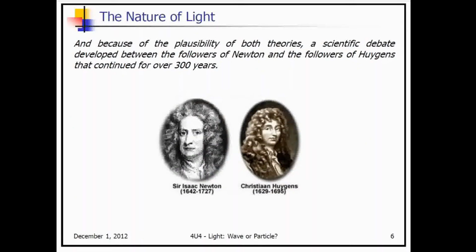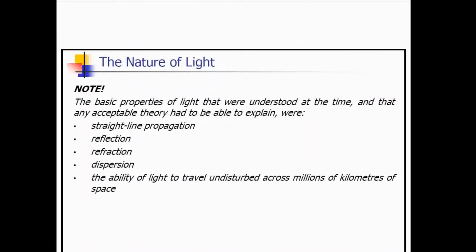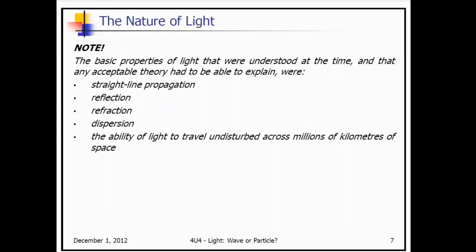So both theories were plausible, and there was still a lot of time to debate these two. It actually wasn't resolved in their time. So this debate between the followers of Newton and Huygens continued for over 300 years. If you count from the 17th century, that gets us to the 20th century, and we'll be talking about the earliest 20th century, which wasn't too long ago, when some of these theories started to become more fleshed out.